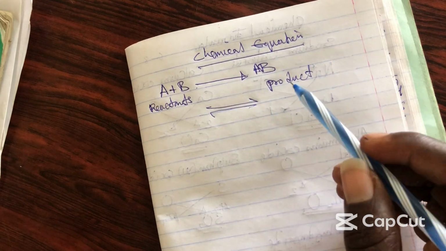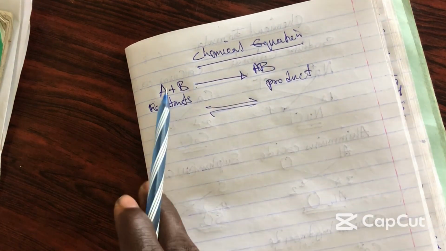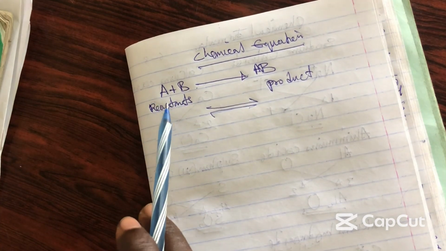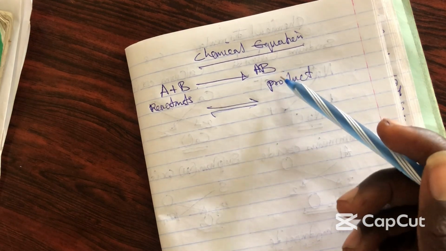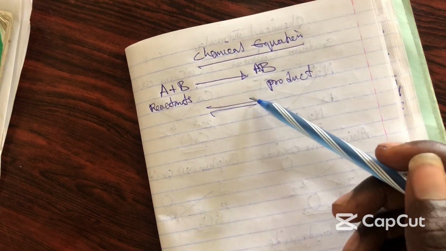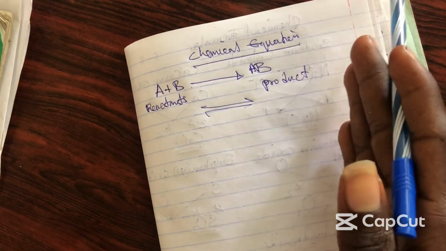The reactants are the substances that undergo chemical changes and appear on the left-hand side of the equation. And the products are the substances formed during a chemical reaction and appear on the right side of the equation.